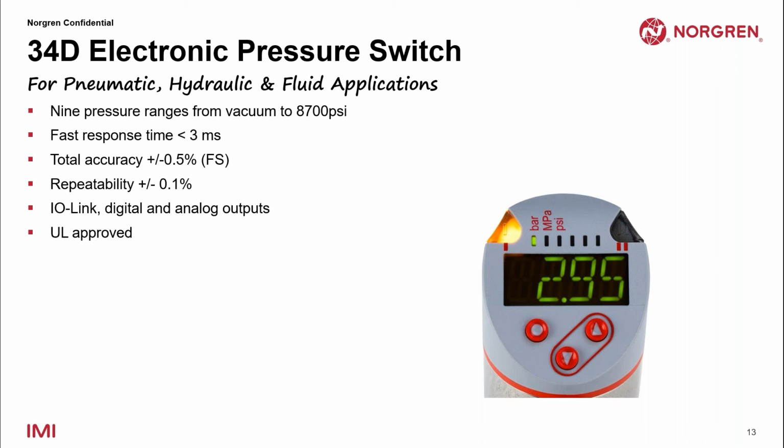It has a total accuracy of 0.5 full scale, 0.1% repeatability, and 0.2% temperature sensitivity, which means you can count on it for reliable pressure readings. The 34D is a replacement for Norgren's legacy 33D range, but we offer some improvements in the areas of accuracy, switching time, shock, vibration, ingress protection, and temperature.